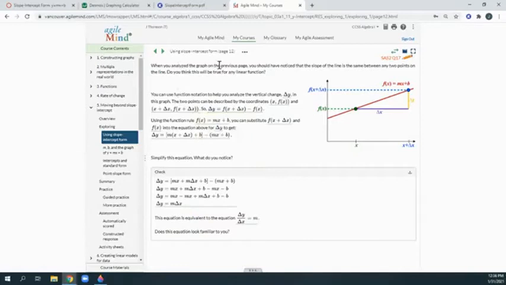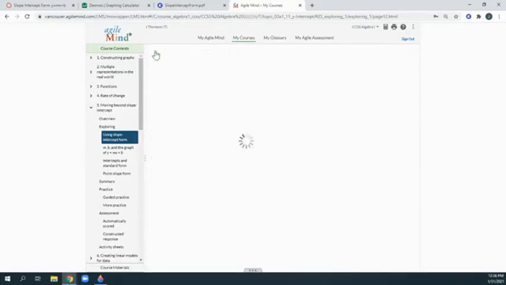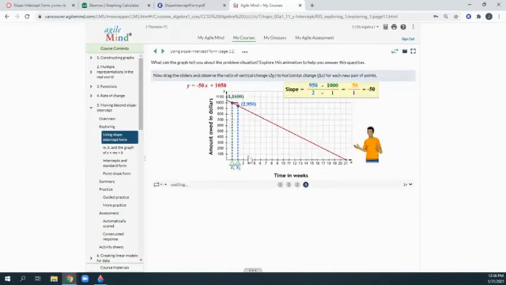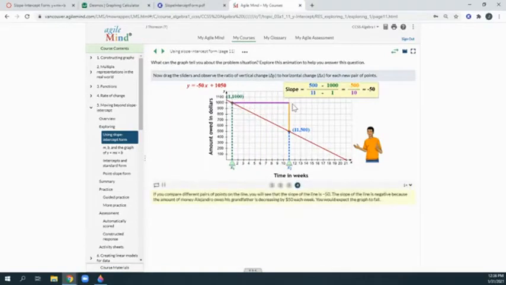When you analyze the graph of the previous page, you notice the difference in the slope is the same between any two points on the line. That's true. Let's go back and remind ourselves. This right here, I can move this to here. Now this guy changes by 500 and that guy changes by 10. Still 50. I can move him over. Notice this number on the right, the slope, never changes.